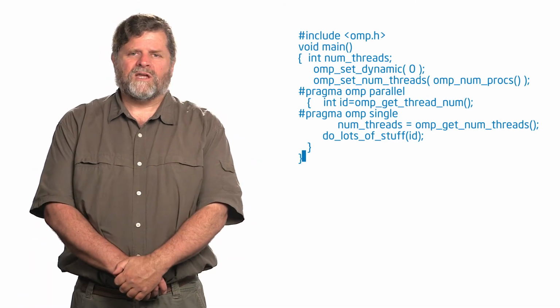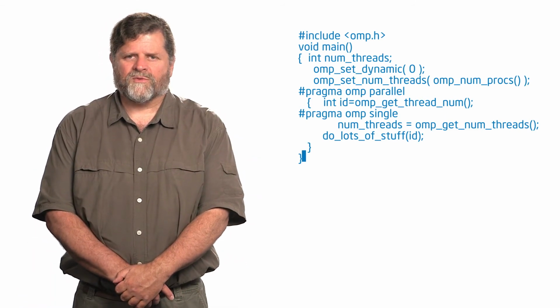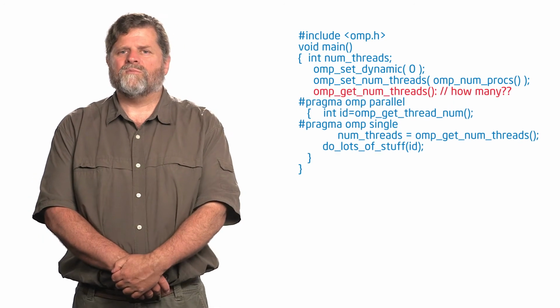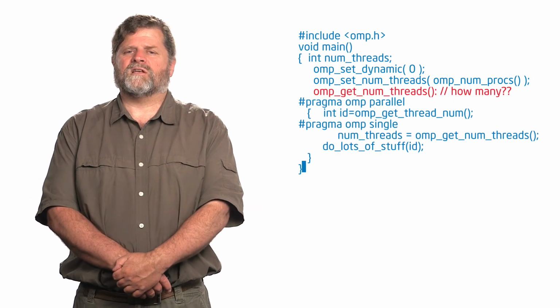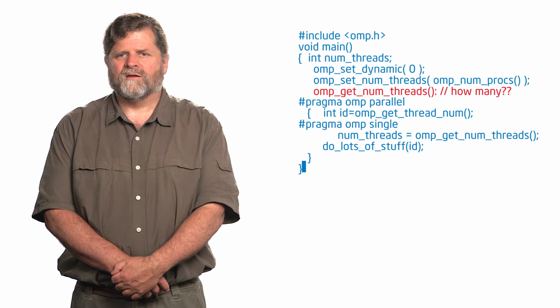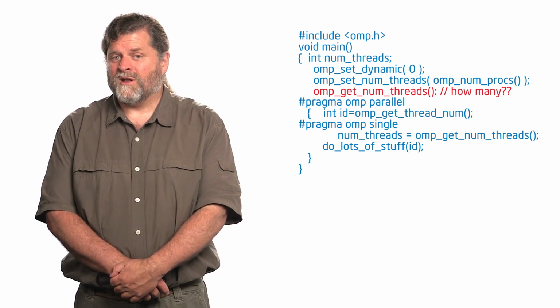If I call omp_get_num_threads right after omp_set_num_threads, look at this code right here, if I stick an omp_get_num_threads right after that omp_set_num_threads, how many threads will it tell me? I'm not in a parallel region yet, so how many threads are there? One. So if you ask how many threads there are outside the parallel region, you get one. That's why inside the parallel region, you have to ask, how many threads did you give me? Because you don't know until you're in the parallel region.